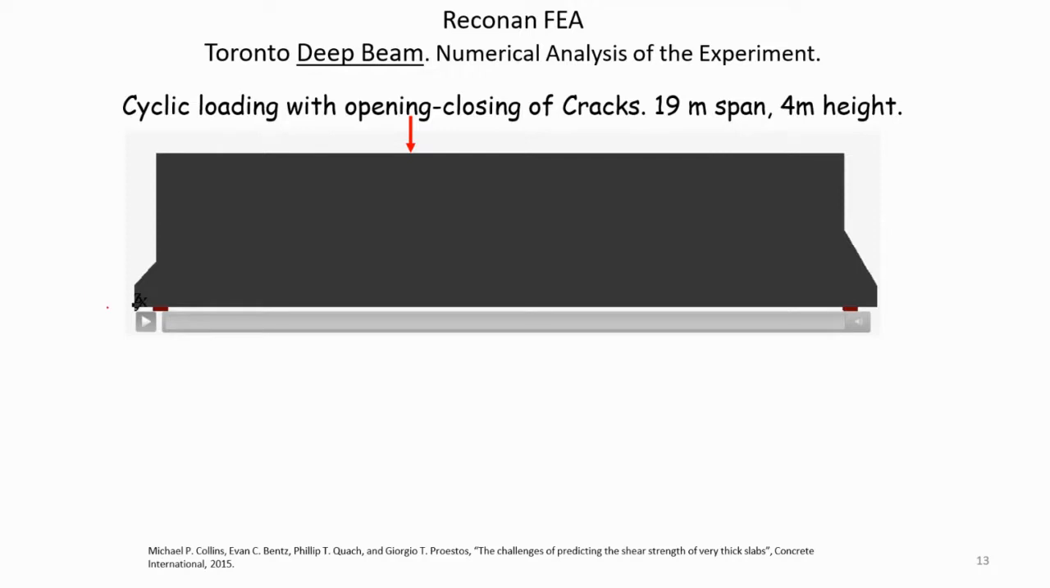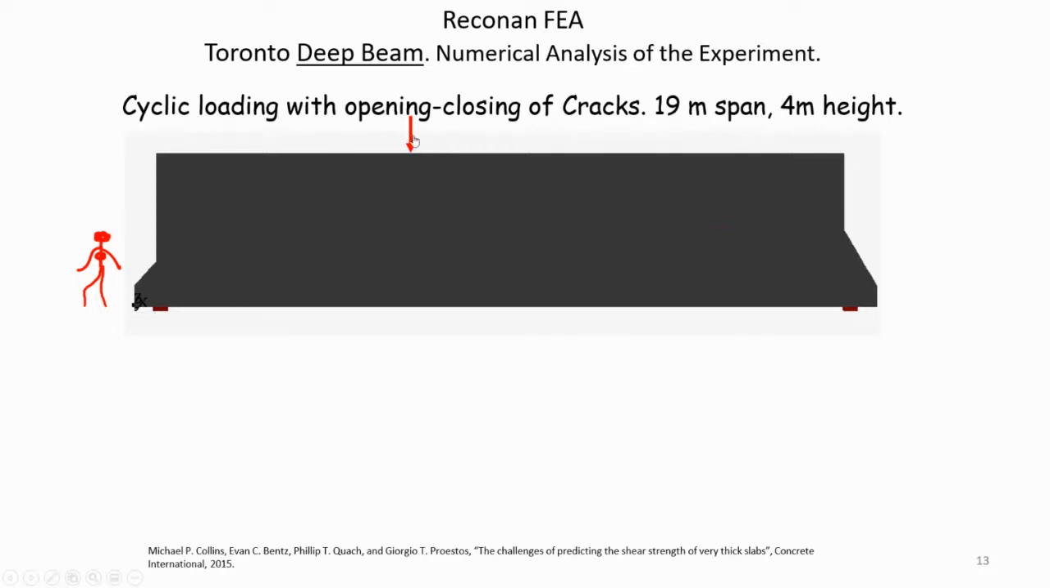Now, if I'm about to draw a human being here, this is a human being with a height of 1 meter and 80 centimeters. This is how they will look. The height of this reinforced concrete panel is 4 meters and the span is 19 meters. This side here was reinforced with shear reinforcement and this side here was left unreinforced.